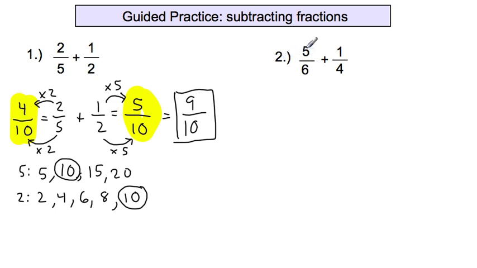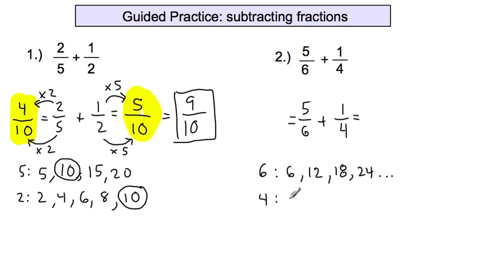Second problem we have is guided practice 5/6 plus 1/4. So writing the fractions first, 5/6 plus 1/4. We know that the denominators are different, so we need to find out what do they have in common. And what they have in common is a multiple. So starting with the multiples of 6, you have 6, 12, 18, 24, and so on. And the multiples of 4 are 4, 8, 12. Hey, look at that. There they are right there. So we find the common multiple, and we're going to use that common multiple to be the new denominator. So 1/4 is going to equal some fraction with a denominator of 12. 5/6 is going to equal some fraction with a denominator of 12.